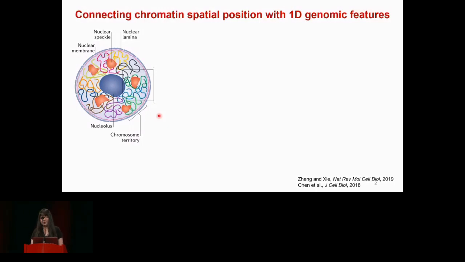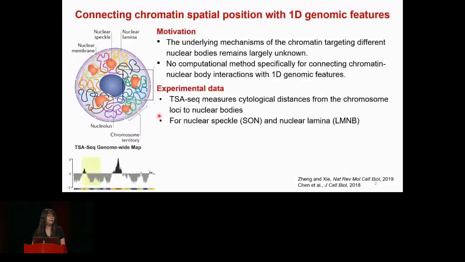So in order to bridge this gap, we propose to develop UNADON, which connects the 1D genomic features with the chromatin spatial positioning. And we take advantage of the TSA-seq genomic mapping data, which measures the cytological distances between any genomic loci to the nuclear bodies. An example of the TSA-seq data is shown on the bottom left corner. It can be represented as a 1D signal track, where higher values indicate closer distances to the nuclear bodies.